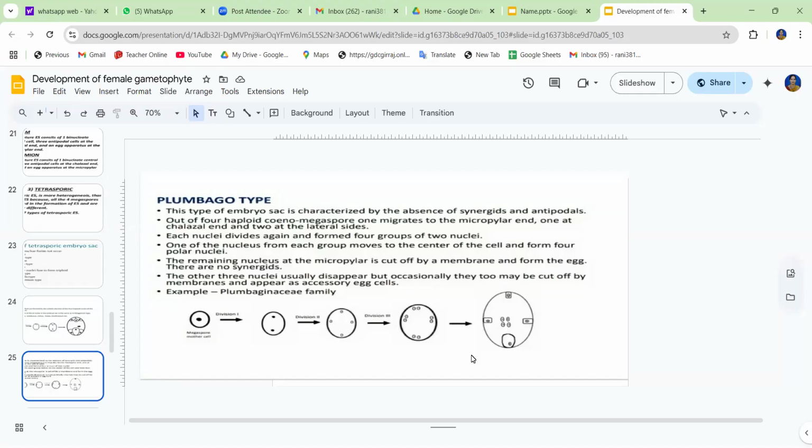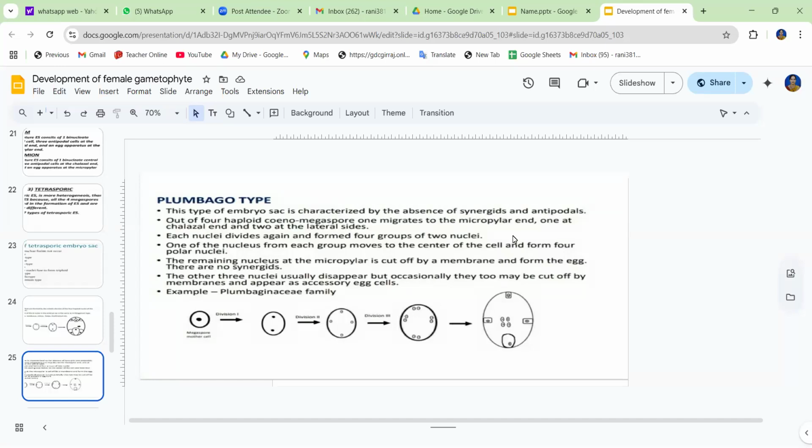This is an exceptional case of the tetrasporic embryo sac, characterized by the absence of synergids and antipodals. Out of 4 haploid nuclei, one migrates to the micropylar end, one to the chalazal end, and 2 to the lateral sides. Each nucleus divides again and forms 4 groups of 2 nuclei.